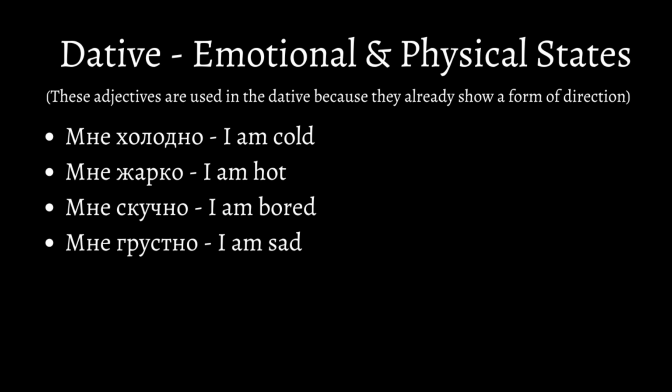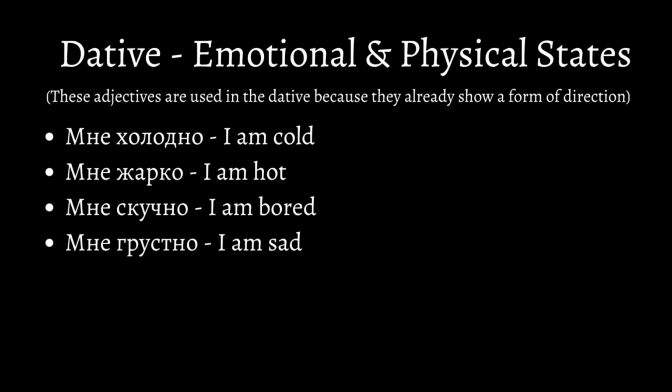Here are some examples. Мне холодно. I am cold. Мне жарко. I am hot. Мне скучно. I am bored. And мне грустно. I am sad. Again, let's not forget that the reason why these adjectives are used in the dative is because they already show a form of direction, and you're about to see why. As a side note, I'll obviously not list every adjective in the dative, but you get the idea.